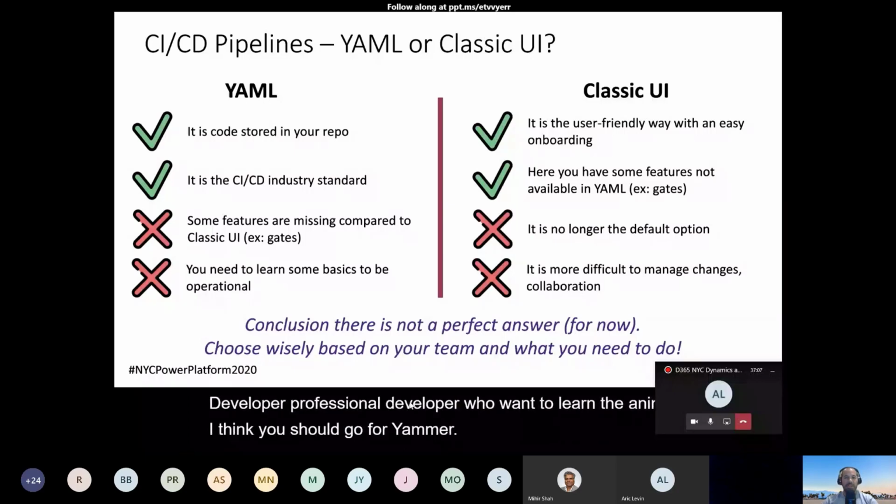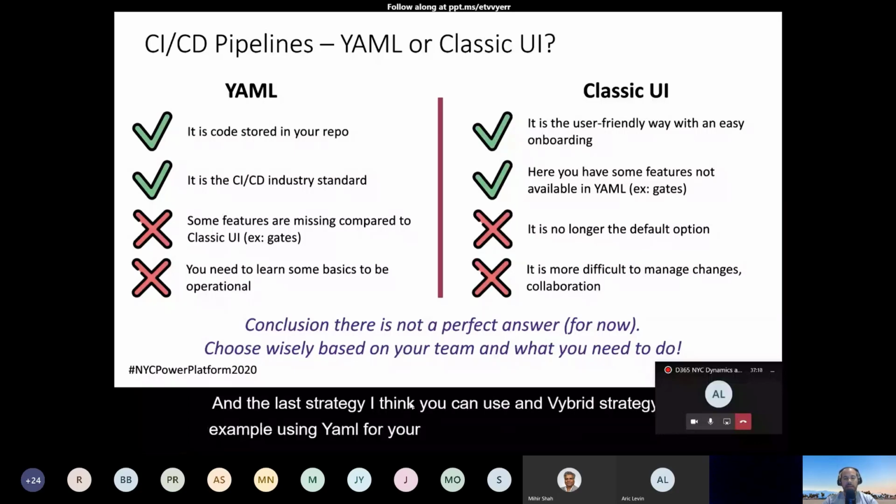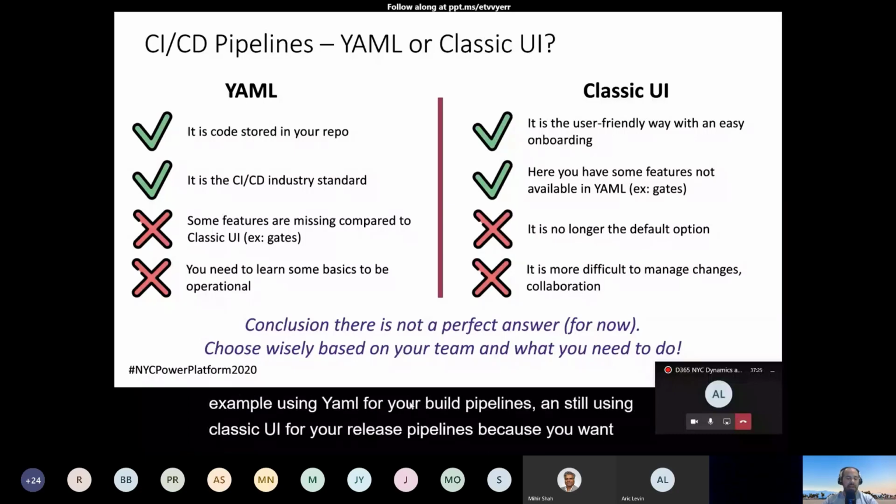And the last strategy, I think you can use a hybrid strategy, for example, using YAML for your build pipelines and still using classic UI for your release pipelines because you want to keep missing features like gates.